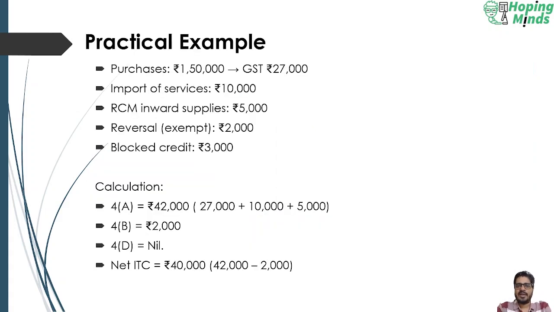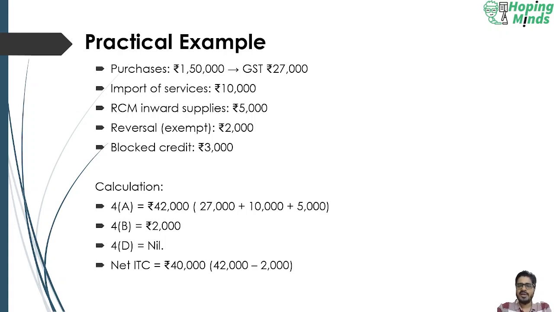So let us take a practical example. GST on purchase of goods rupees 1,50,000 at the rate of 18% comes to rupees 27,000. Then import of services GST amount rupees 10,000. Then reverse charge mechanism inward supplies input tax credit 5,000. Then reversal due to exempt product rupees 2,000 and blocked credit amounting to rupees 3,000.